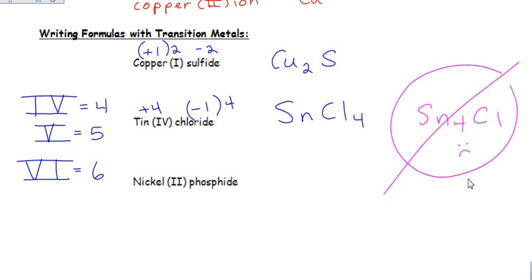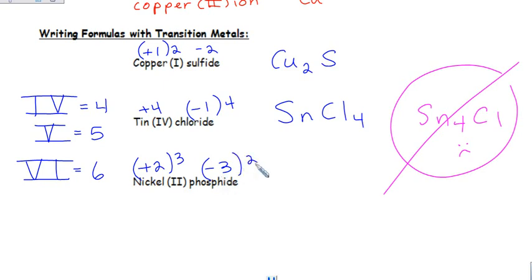And finally, how about some nickel 2 phosphide? So nickel's charge is +2. Phosphide, phosphorus, is in the group that's -3. So we want to make this neutral, and again, you'll get kind of used to this. When you have a +2 -3 or a +3 -2, the common multiple is 6. So let's take 3 nickel and 2 phosphorus.